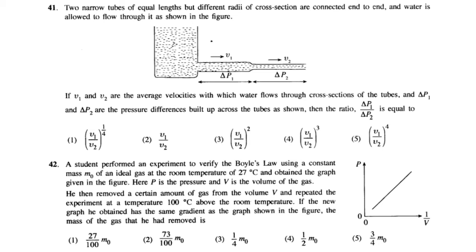And then we can write, for the two tubes, A1 V1 equal A2 V2. So by that we get A1 over A2 equal V2 over V1. By using Poiseuille's equation, we know that the volume of liquid flow per unit time is given by delta P pi r to the power 4 over 8 eta L. Delta P is the pressure difference between the two ends of the tube, and r is the radius of the tube, and eta is the coefficient of viscosity. Then L is the length of the tube.